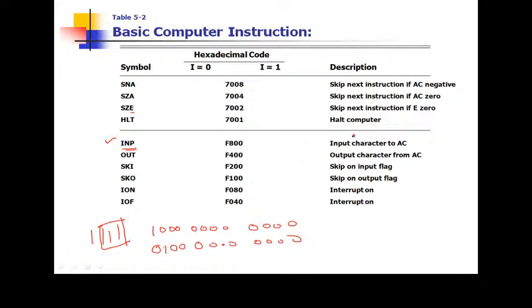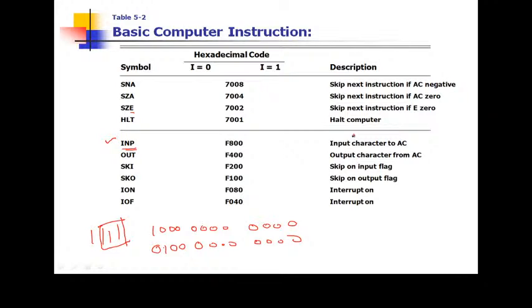So when one of these instructions gets executed, the corresponding flag will get skipped. If SKI gets executed, the value of the input flag, whatever it is, the computer ignores. SKO, the value of the output flag, whatever it is, the computer system simply ignores. ION, when this gets executed, the interrupt facility for that program will be switched on. When IOF gets executed in any program, the interrupt facility for that respective program will get switched off.